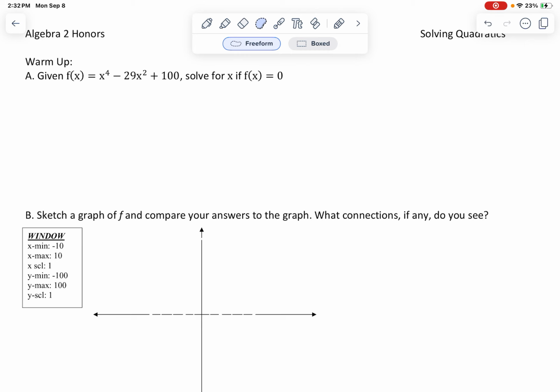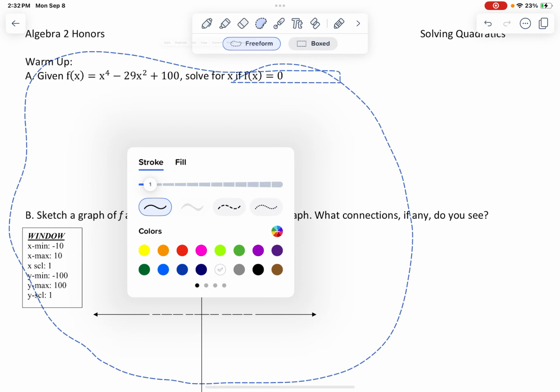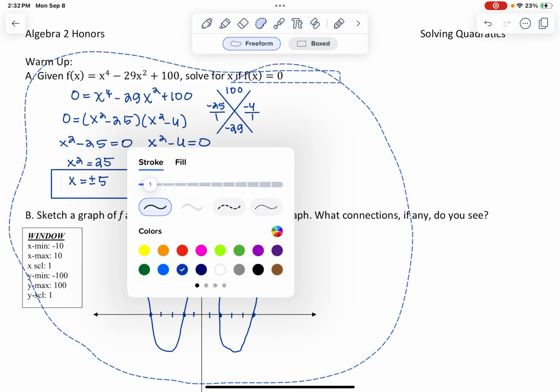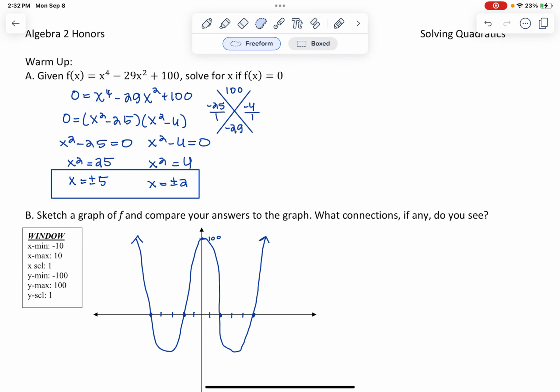Okay, go ahead and pause the video and try the warm-up. All right, I'm going to show you what you should have gotten. Let's see how this works. So if you set it equal to 0 and then solve it, it is factorable. So you're looking for two numbers that multiply to give you 100 and add to give you negative 29. That's negative 25 and negative 4. Your lead coefficient is 1, so you're ready to factor.